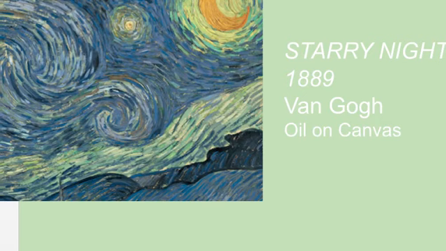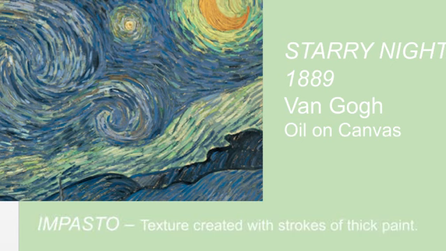Now, what is interesting is that paintings like Starry Night by Van Gogh, it is done with this particular technique called impasto. And what that means is just texture created with strokes of thick paint. So as he's painting, he's layering on very thick paint with his paintbrushes and creating actual textures on the painting itself. So if you were to touch the painting, of course, you won't be able to because it's in a museum and they'll probably arrest you for that. But if you actually were able to touch the painting, you could feel the layers of paint that is dried on the canvas.